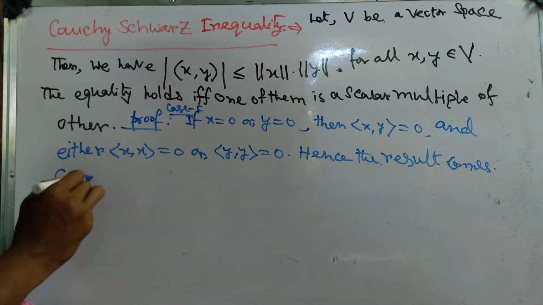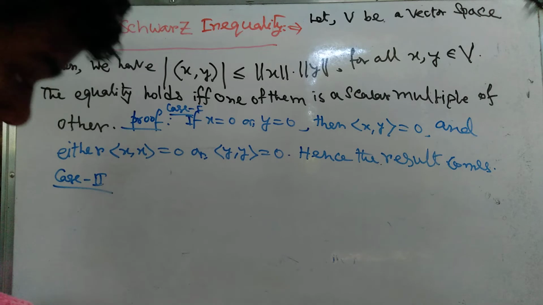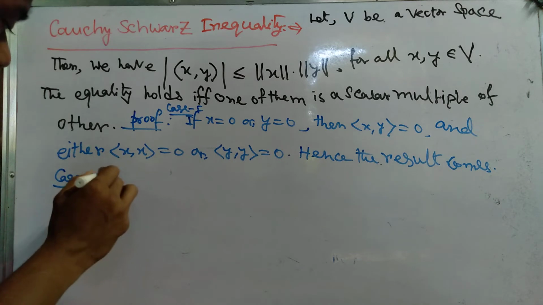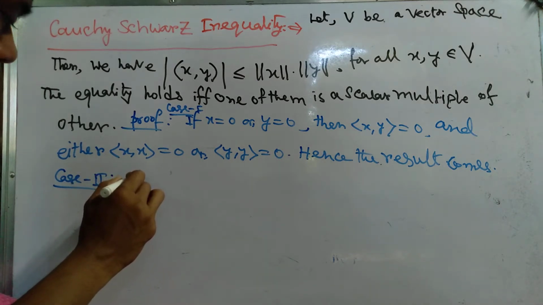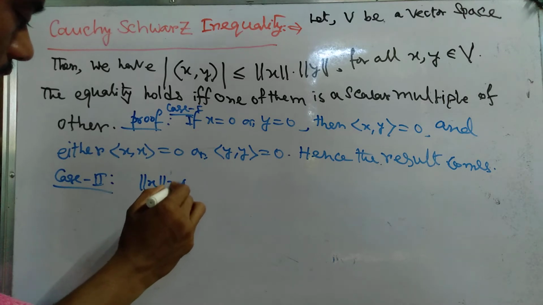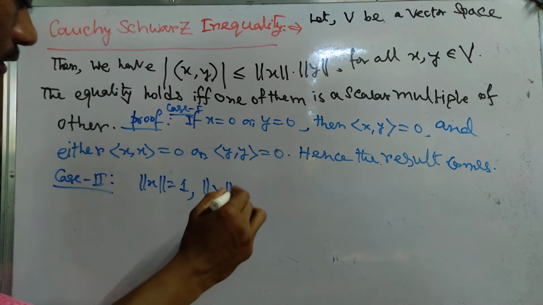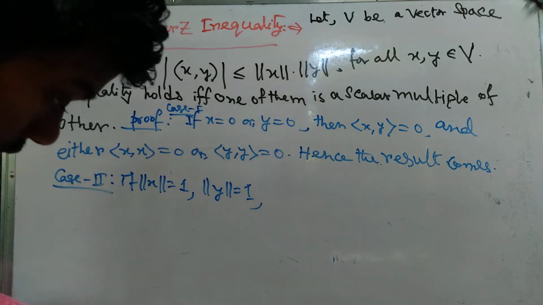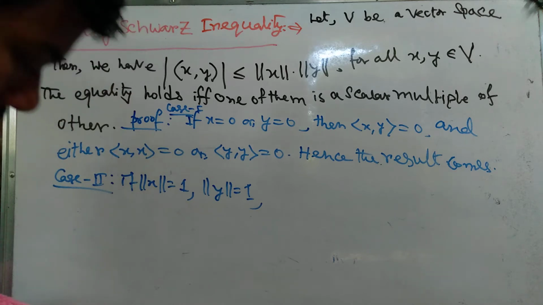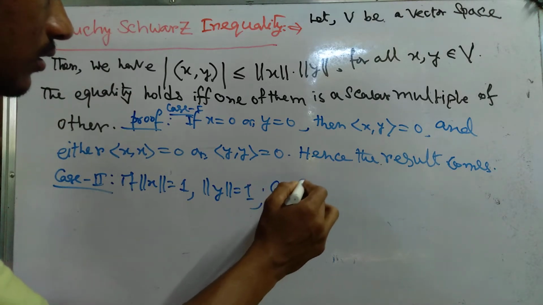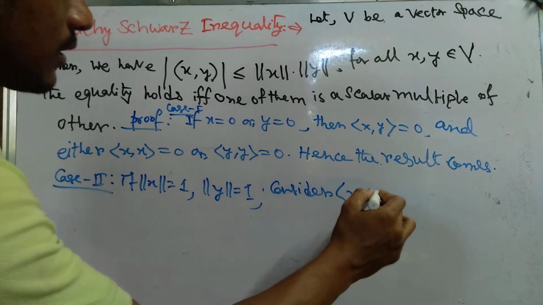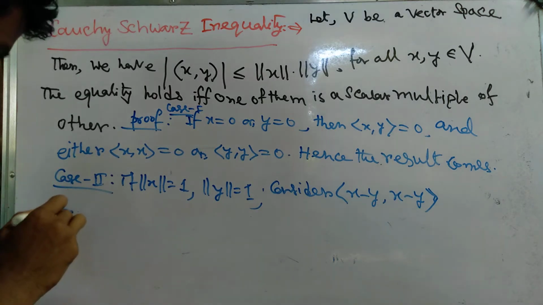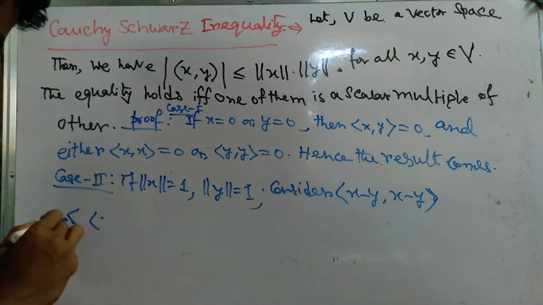Now consider case 2. Here we state that the norm of x equals 1 and the norm of y equals 1. If this happens, then what do we find? We consider the inner product of x minus y with itself, which is obviously greater than or equal to 0.